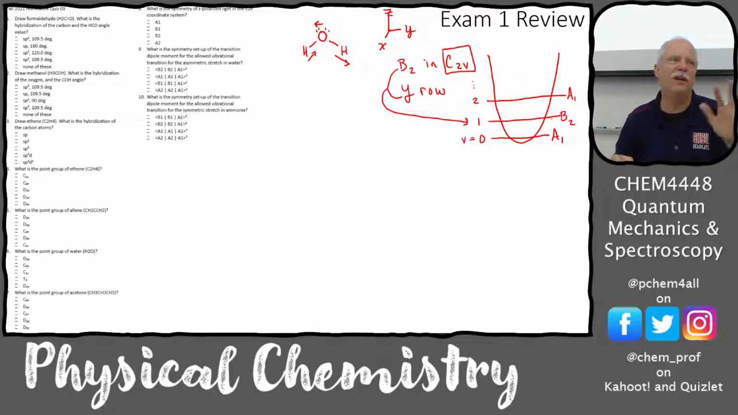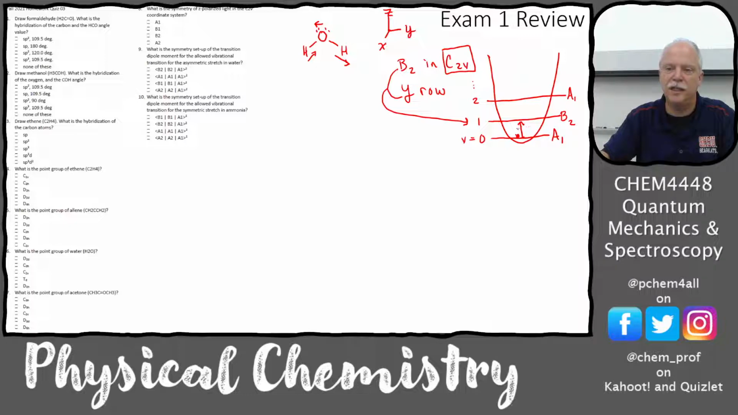So there's different unique ways to be odd. And then there's only one way to be even, and that's top row. Okay. So now that we know what the lower state is, this is for the transition, allowed vibrational transition, let's see, asymmetric stretch in water. In all of our vibrations, we're going to be starting in the ground state, and so our molecule is right here, and it's in A1, and it's going to be going up to B2.